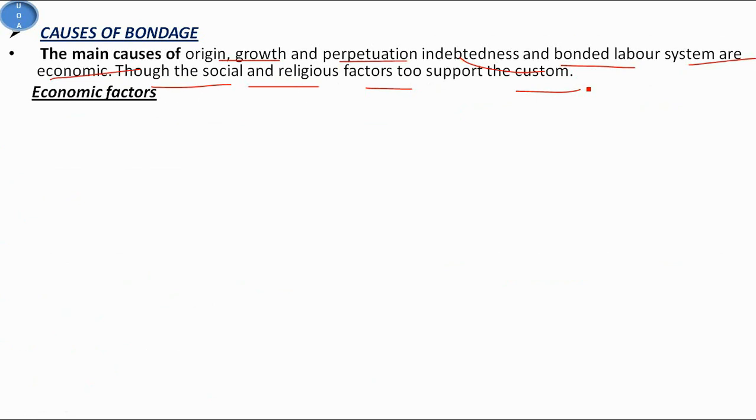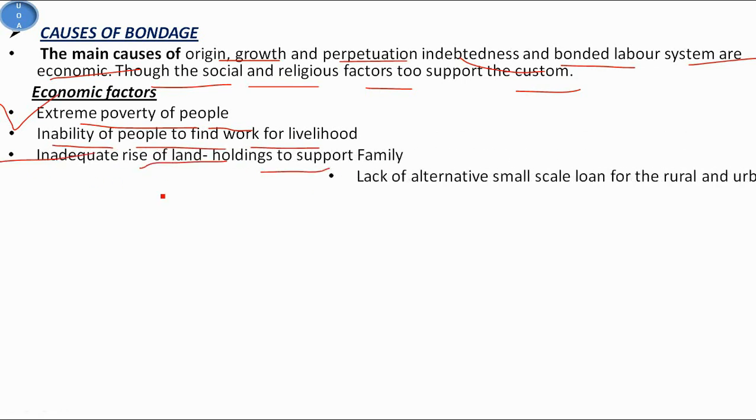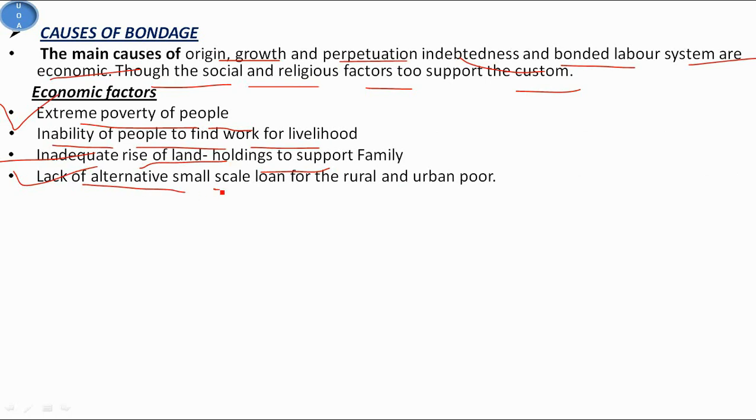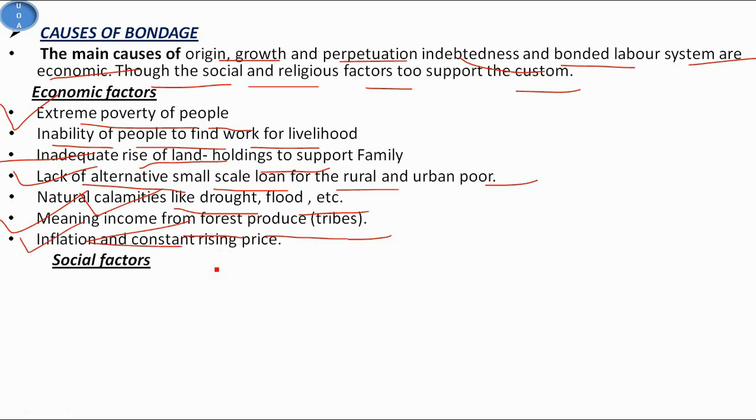Now we see the economic factors. The first economic factor is extreme poverty of people. The second is the inability of people to find work for livelihood. The third is inadequate land holdings to support a family. The fourth is lack of alternative small-scale loans for the rural and urban poor. The fifth is natural calamities like drought, flood, etc. The sixth is meager income from forest produce, that is for tribes. And then inflation and constantly rising prices.